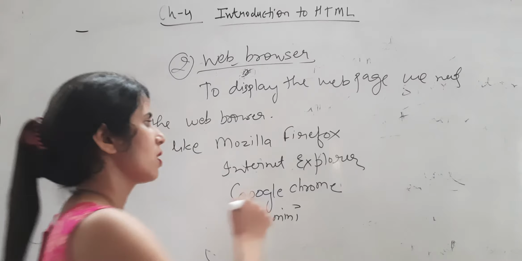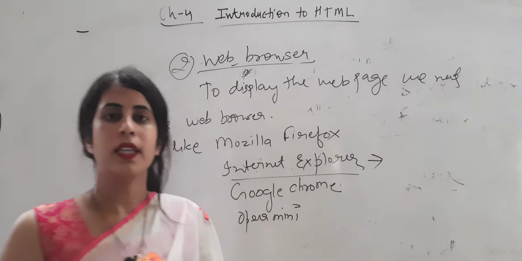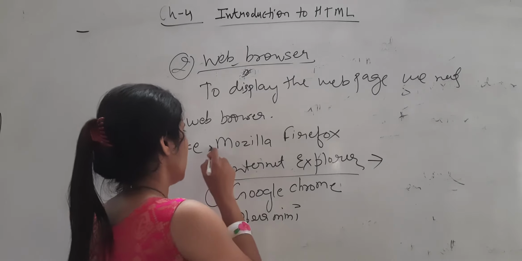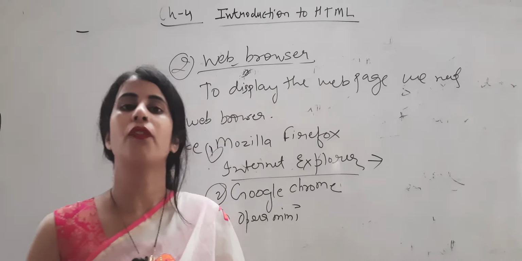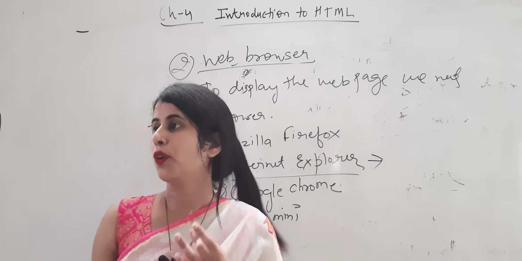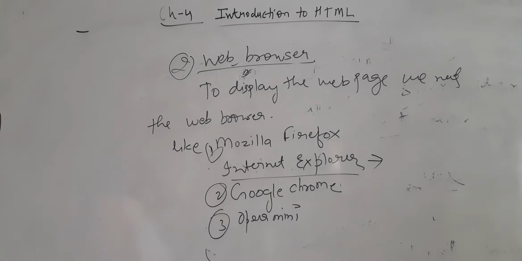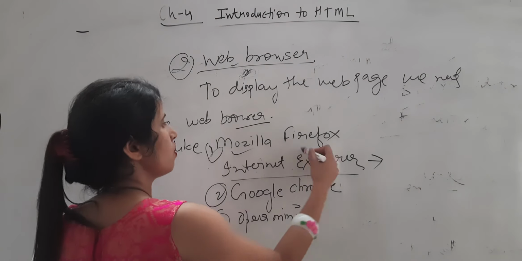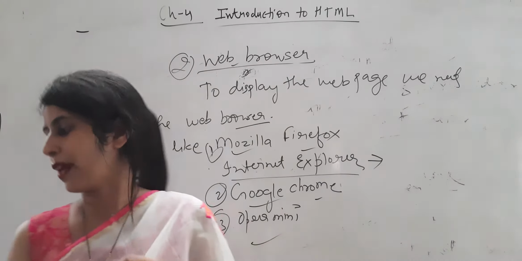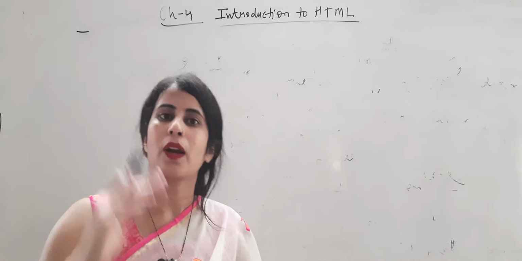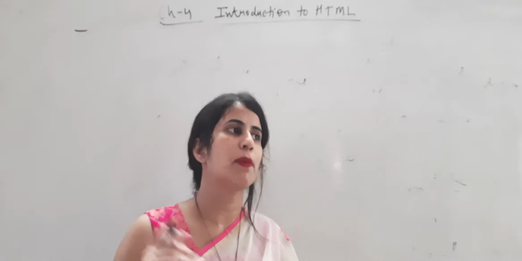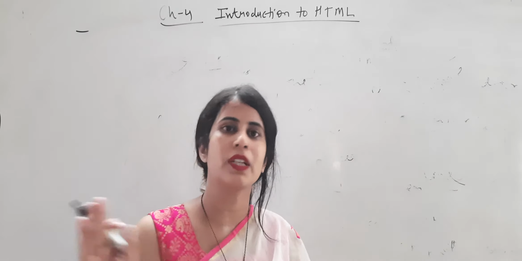What is the default browser that every computer has? These three web browsers we need to install. But Internet Explorer is the default web browser of Windows. Every Windows contains Internet Explorer as a default web browser, so there is no need to download it. To download browsers, we use Mozilla Firefox, Google Chrome and Opera Mini. So in this way the web browser helps to display the page. We are able to see the web page with the help of the web browser.